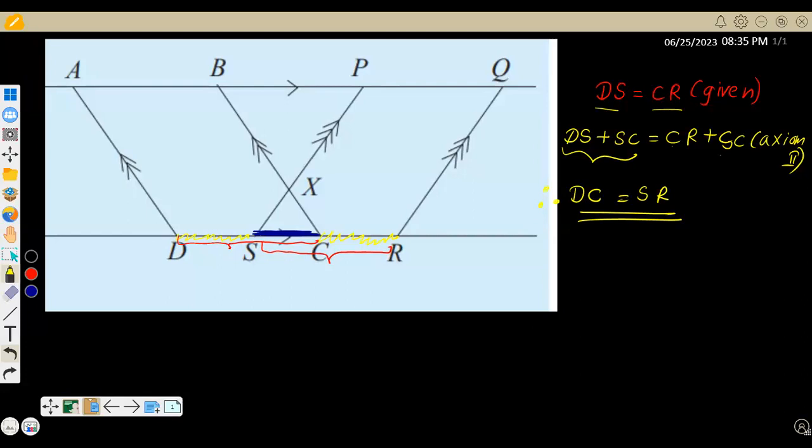Next, you are asked to prove that the area of the pentagon ABXSD and PQRCX. Let's see what are those two pentagons.